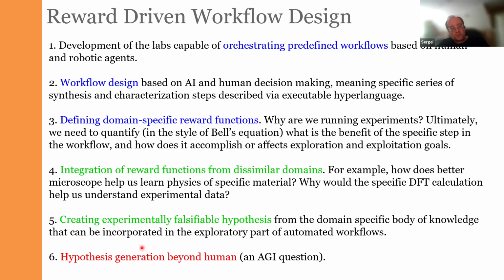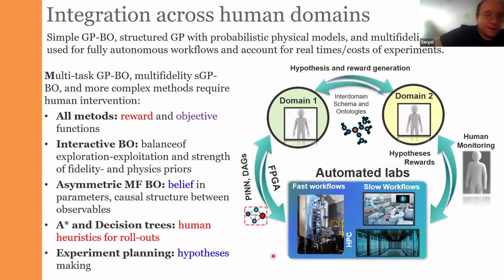for a long term. Then, of course, we have hypothesis generation beyond human level, but that's a question of artificial general intelligence, and it's a little bit more theology rather than science. But the important thing is that techniques like Gaussian processes, structured GPs, multi-fidelity GPs allow us to connect multiple humans and multiple labs into the same code. It's complicated because beyond elementary methods, we start to have a lot of parameters that need to be controlled and balanced by humans, but that's what makes it useful and interesting.